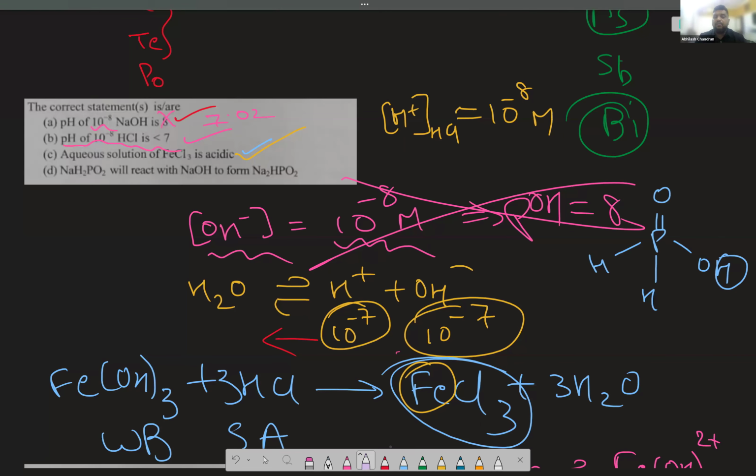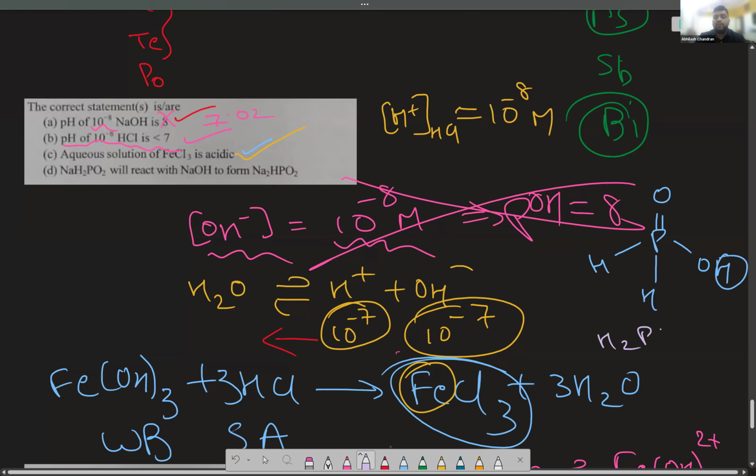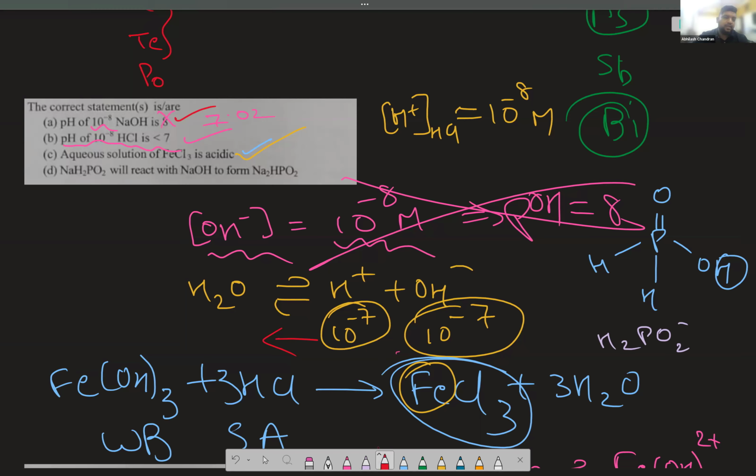So once that is removed, I'm going to get H2PO2 minus. And where is this H plus, who is removing this H plus? NaOH, right? So NaOH plus H3PO2 giving you NaH2PO2 plus H2O. This is the only reaction that will take place.